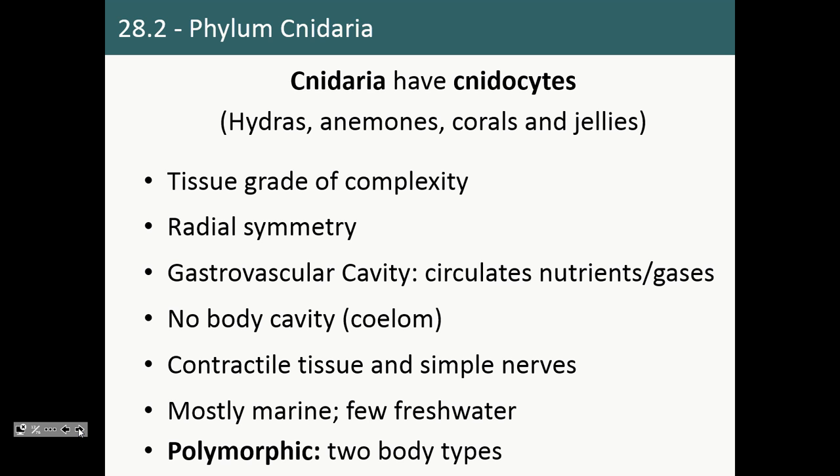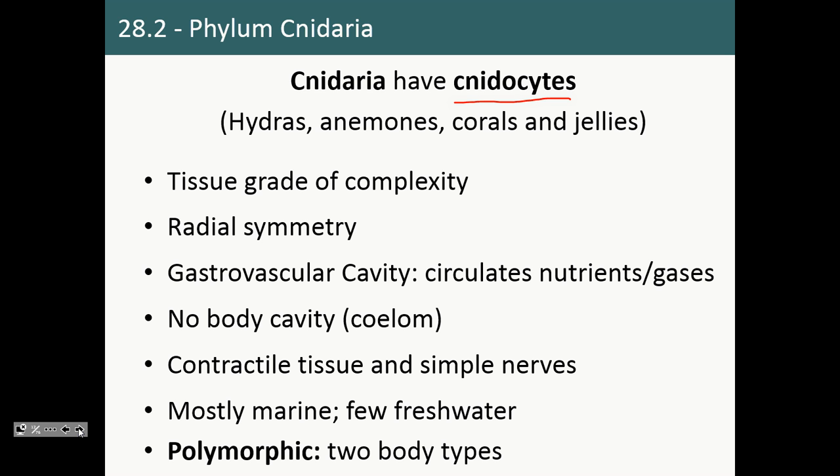Okay, so cnidaria are categorized by the presence of cnidocytes, and these cnidocytes are stinging cells. We'll look at those in a minute. They actually have tissues, so they move up one step in their complexity. They have true tissues, but they do not have any organs or organ systems. Okay, they are radially symmetrical, so their body parts reflect around a center point and are evenly distributed around that point. They have what's known as a gastrovascular cavity.